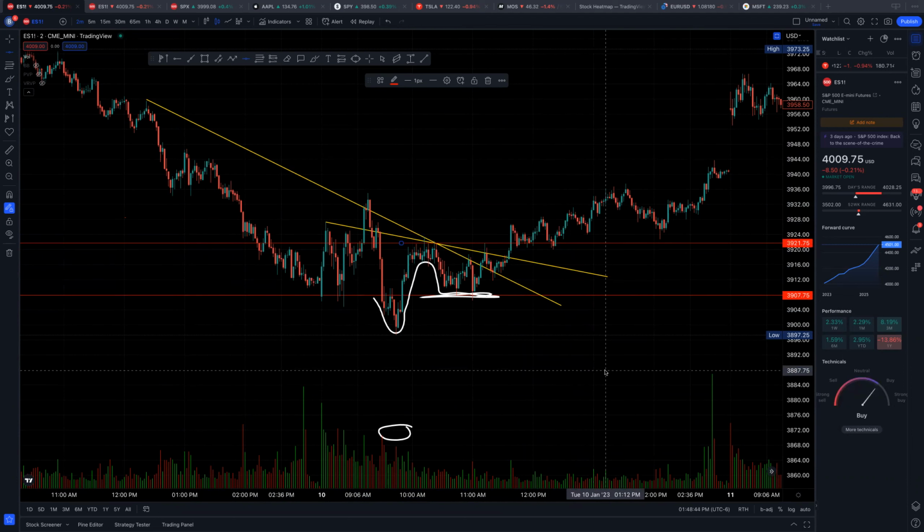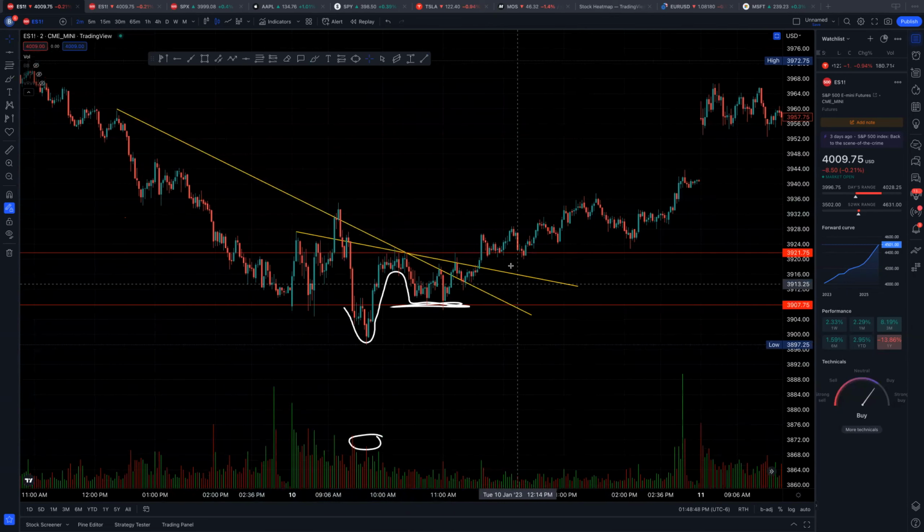Of course, we have the chop. If you're trading 0 DTE positions, you'll probably have a lot of trouble with this chop. So personally, I prefer taking next day contracts or trading futures, stuff like that.